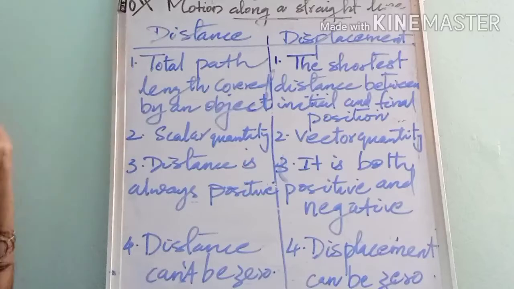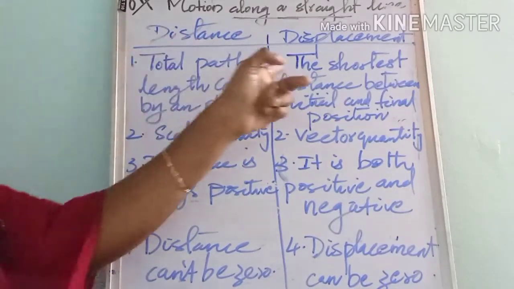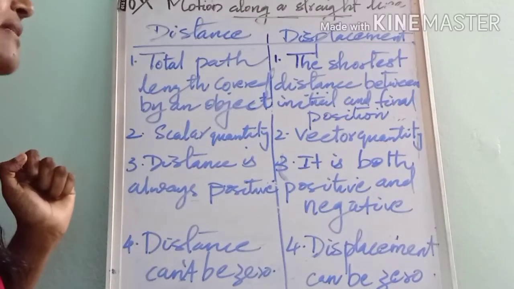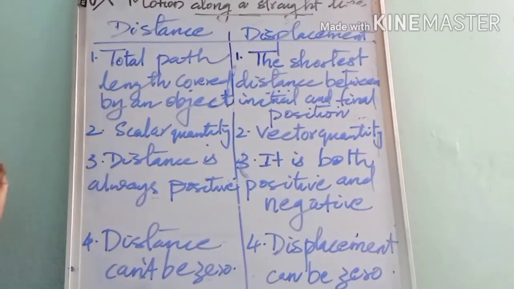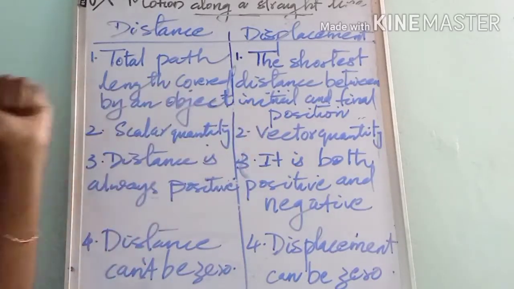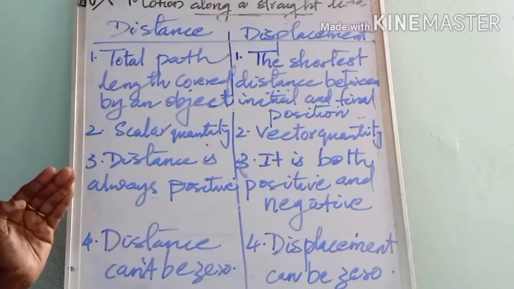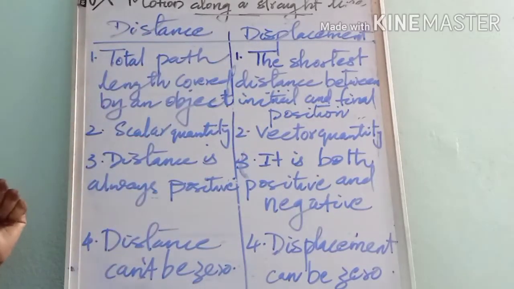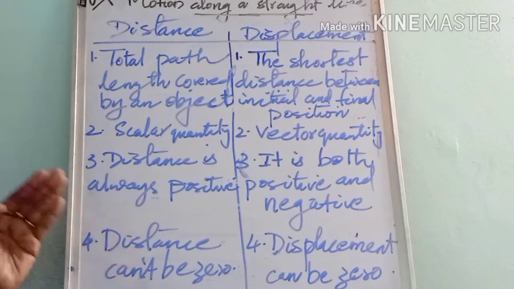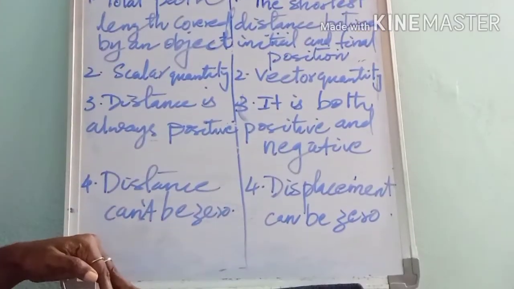Here the distance is the total path length covered by an object during its motion. Then the displacement is the shortest distance between the initial and final position. Distance is a scalar quantity, and displacement is a vector quantity. Distance is always positive, and displacement can be both positive and negative. The distance cannot be 0, but displacement can be 0.